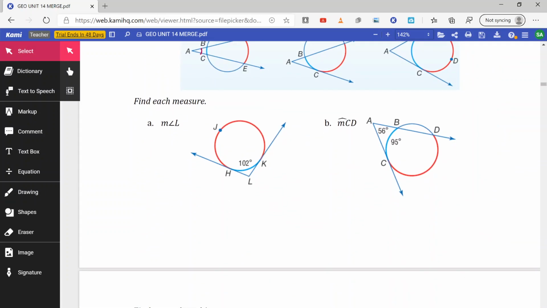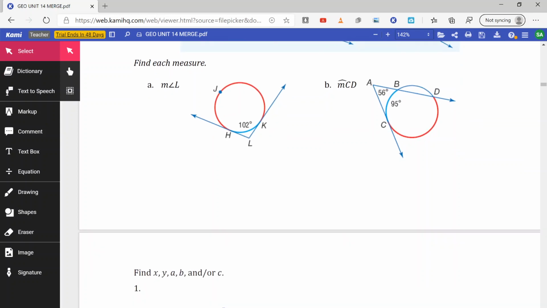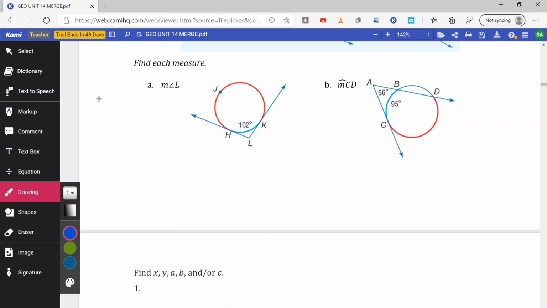Let's say we want to find angle L, and we are told arc HK is 102 degrees. Well, first things first, I need to know the measure of the arcs that are intercepted. Fortunately, we have a full circle here being intercepted. We know a full circle is 360 degrees. So if this part is 102 degrees, to find the rest of it, we just subtract it from 360. So 360 minus 102 is going to give me arc HJK, and this will give me 258 degrees. So HJK is 258 degrees.